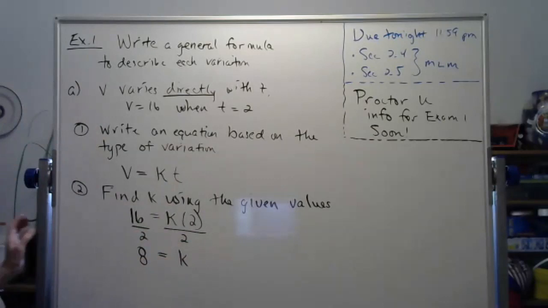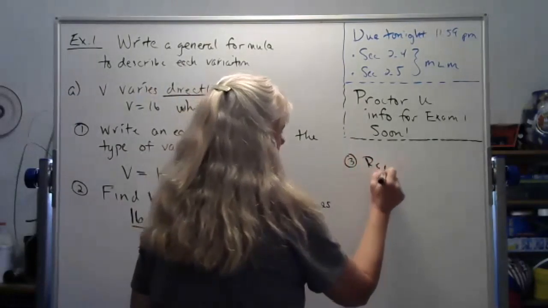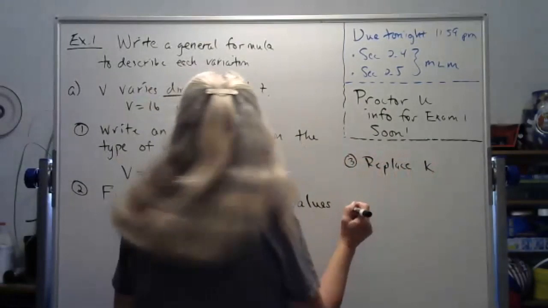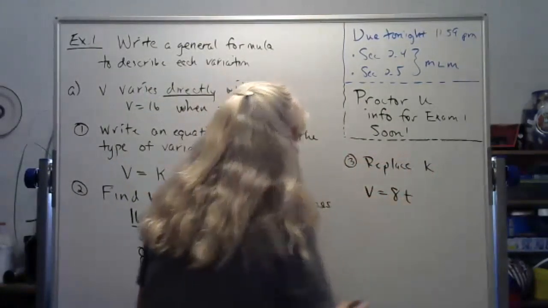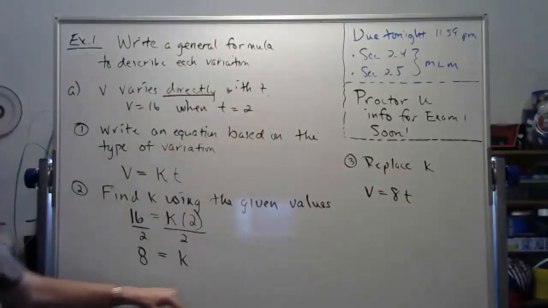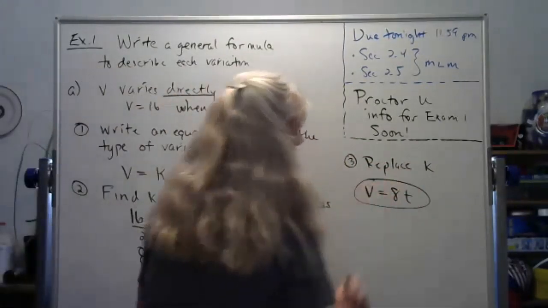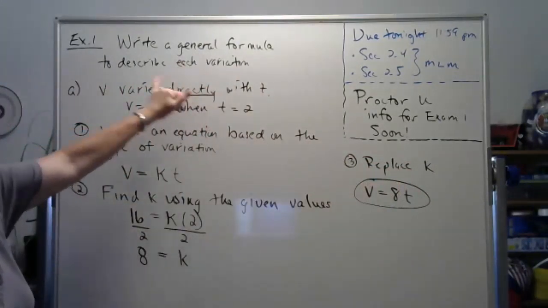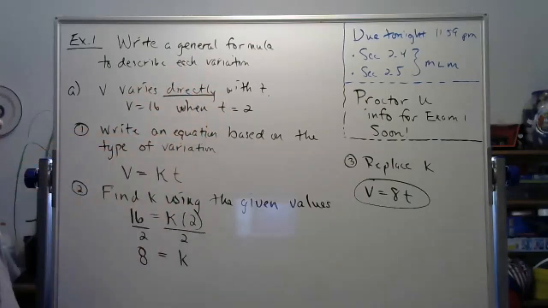So then our third step is to plug that back into the equation. So step 3, replace k. So then we now have an equation, a variation, where v is equal to 8 times t. So since we got k to be 8, we just plug it in and there it is. And that's the final answer for this kind of problem. So they just want you to come up with a variation equation that describes those specific values that they gave you.